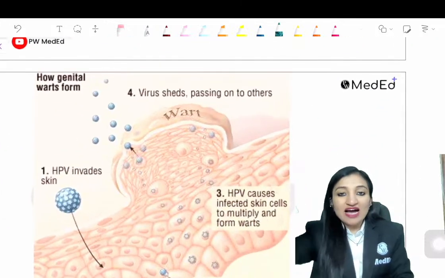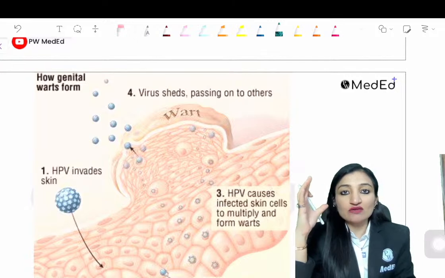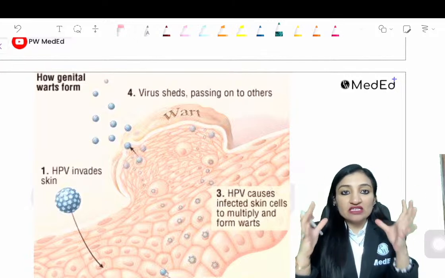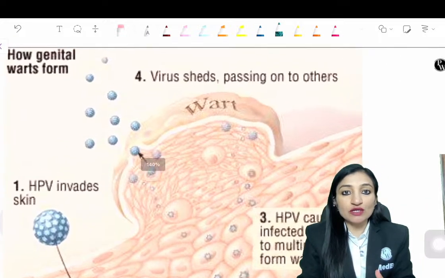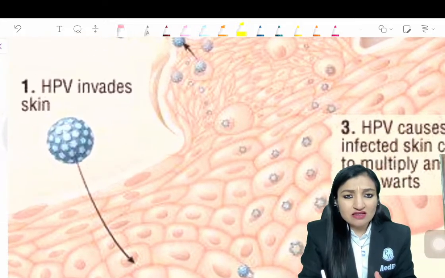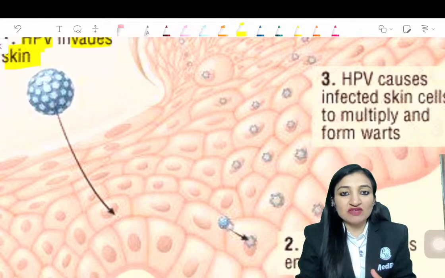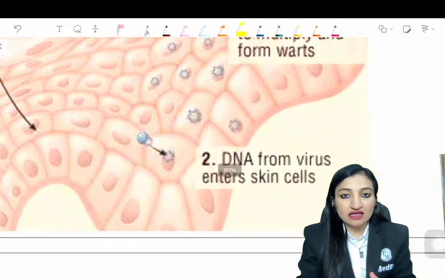Okay guys, I have put up a picture just to tell you how these warts are formed. By the way, what are warts? These are proliferative lesions. So let us see how genital warts are going to form. Now imagine, this is the virus, it's the schematic representation. The HPV invades the skin. So this blue satellite kind of a thing is the HPV. It has invaded or infected the skin cells.